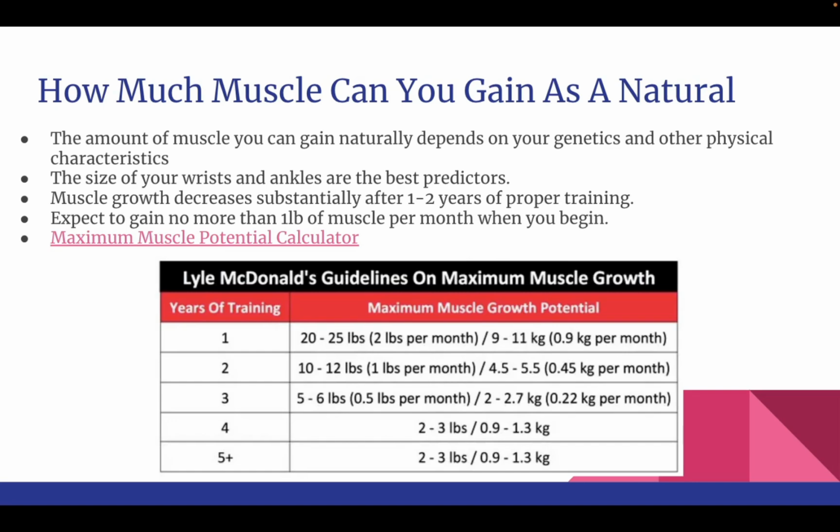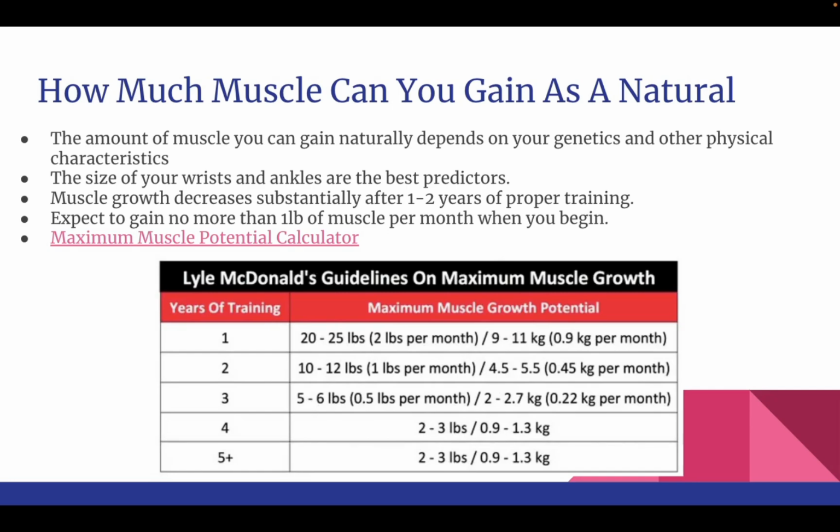Because there's lots of people who go around proclaiming to be naturals when they're actually fake naturals. Now, I will say, the amount you can build depends on your genetics and the frame you have. So like me, I have a small frame, so I can't put on that much muscle. I'm a pretty big guy, but I will never be able to put on as much muscle as someone who has a larger, more wide frame, right?